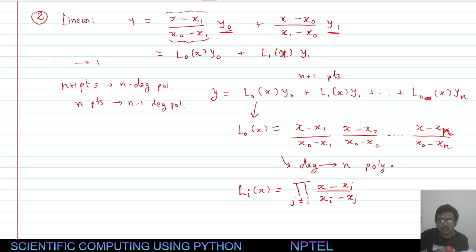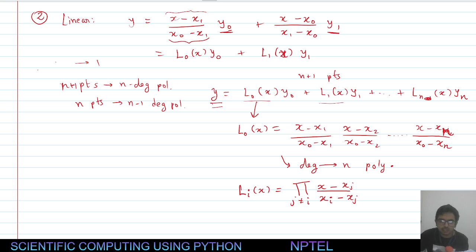And this is going to be a polynomial of what degree? Number of data points minus 1. And so will be y, because y is just a linear combination of these L0, L1, etc. So this is the idea.